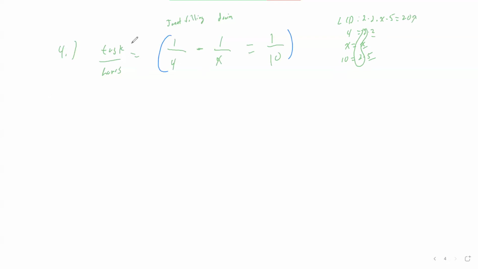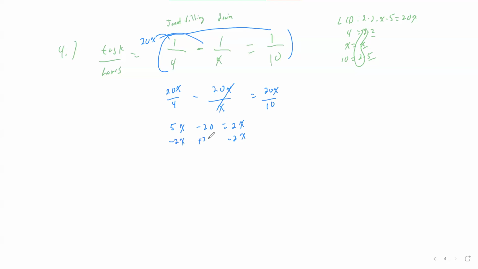And now I'm going to multiply the entire equation by 20x. So this becomes 20x over 4 minus 20x over x equals 20x over 10. So 20 divided by 4 is 5x. The x is canceled, so I'm left with minus 20. 20 divided by 10 is 2x. Again, I'm going to try to solve for x. So I'm going to subtract 2x. I'm going to go ahead and add my 20 over, because I want that constant to go away as well. So 5x minus 2x is 3x equals 20.